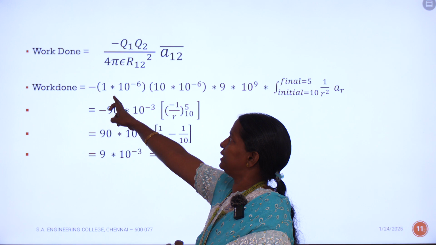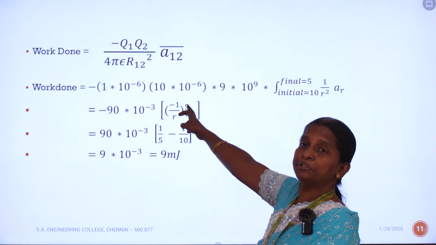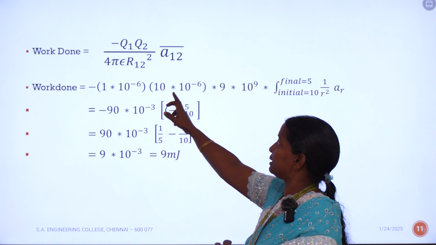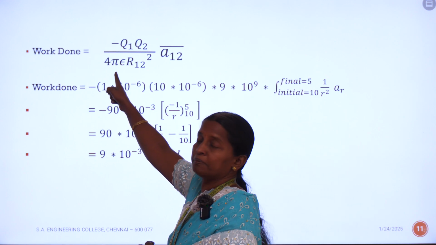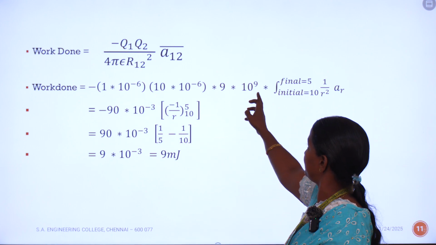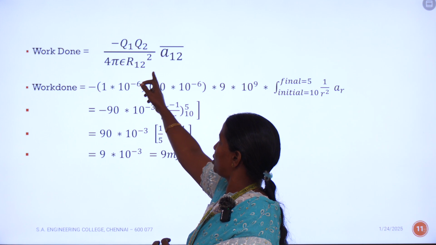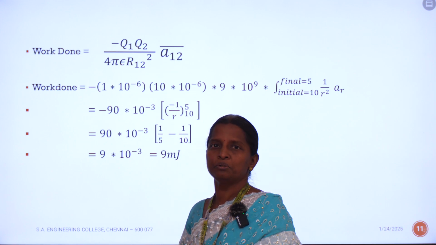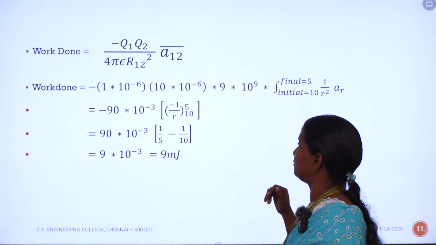Substitute the value of Q1. It is at the origin, 1 into 10 power minus 6. Substitute the value of Q2, 10 microcoulomb. Micro means into 10 power minus 6, so 10 into 10 power minus 6. And 1 divided by 4 pi epsilon naught value is 9 into 10 power 9, into what we are having here, 1 divided by R12 square into A12. That is, you have to find out the value. So how to find out?